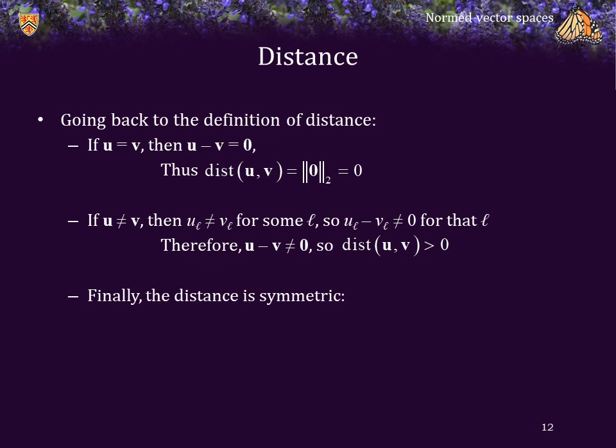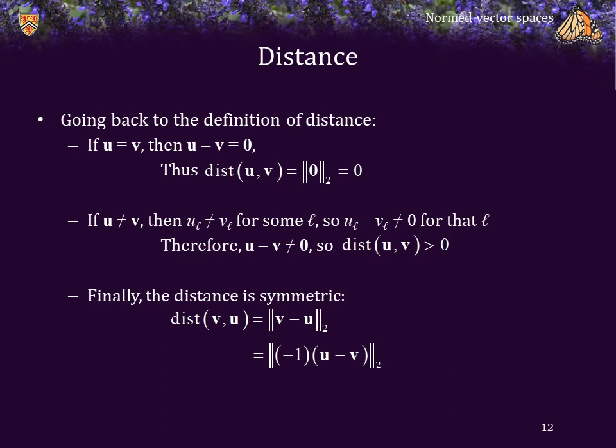Finally, the distance is symmetric. Notice the distance between v and u is equal, by definition, to the 2 norm of v minus u. Well, recall from our previous studies that v minus u is equal to -1 times u minus v. We proved that a few lectures back.